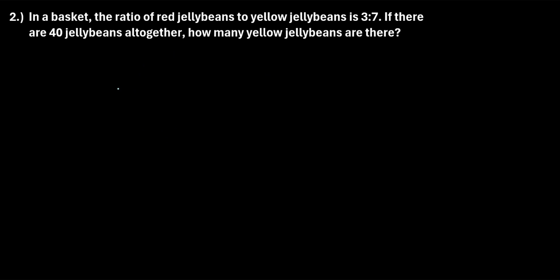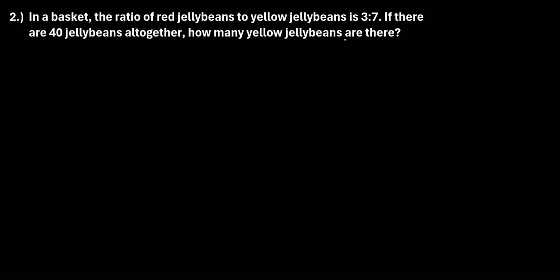All right, let's try another example. This one says in a basket, the ratio of red jelly beans to yellow jelly beans is 3 to 7. If there are 40 jelly beans altogether, how many yellow jelly beans are there? So this question is a little different than the last one because we're told the total number of jelly beans, but we don't actually know the individual amount of red or yellow in this basket.